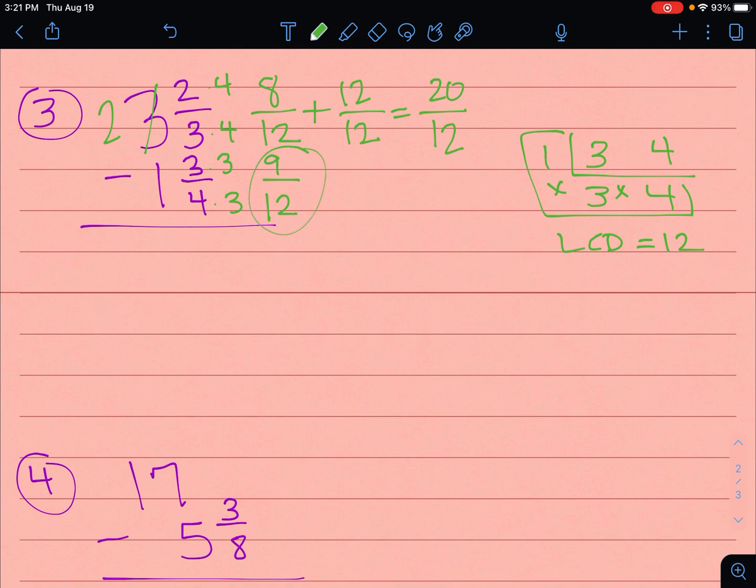Now we can take away those 9 twelfths. But it's improper. That's fine. It's not going to be because we're about to subtract a bunch of them. So 20 take away 9. Well, that's 11. And so 11 twelfths is what we'll have left over. And then 2 take away 1. That's 1. Our answer is 1 and 11 twelfths.